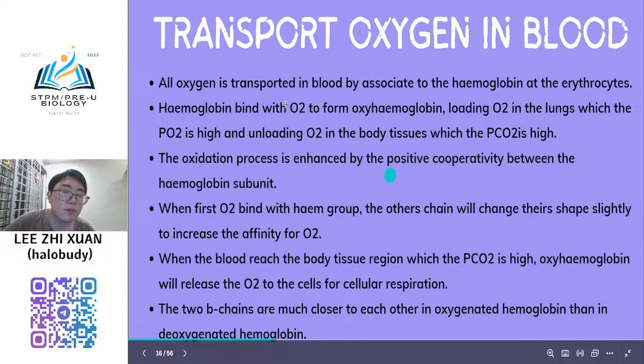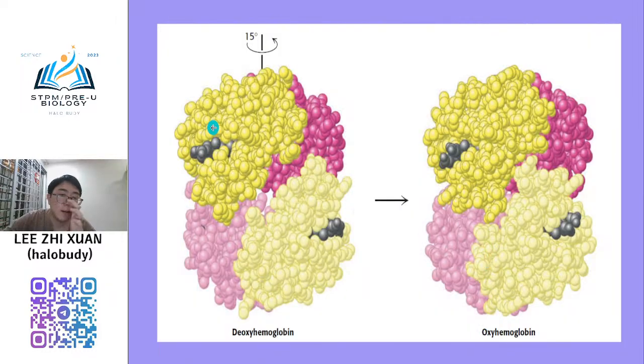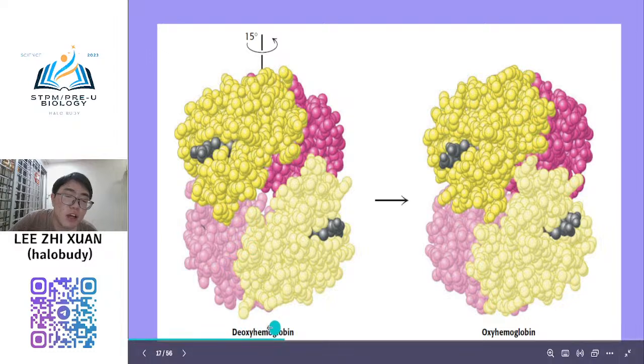Okay, about the explanation, I think I don't need to repeat, I already explained it. Just this one I didn't explain. When the first oxygen binds to the heme group, actually the oxygen binds to the heme group inside the hemoglobin, and then the other chains will change their shape slightly to increase the affinity for oxygen. You see here, it's easier. So this is what we call deoxyhemoglobin.